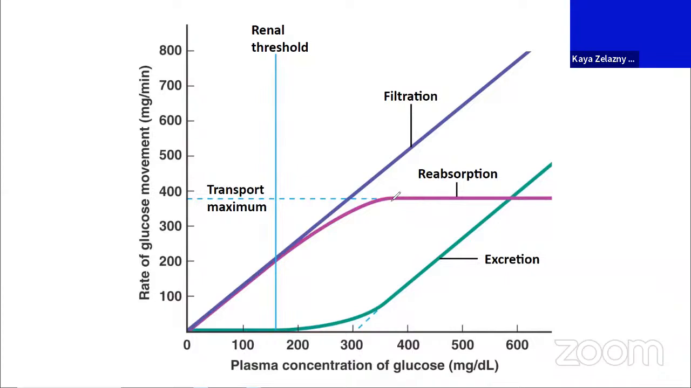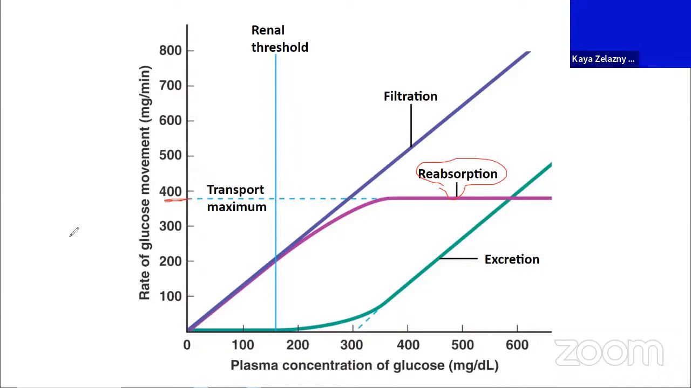So once we see a flattening out of that reabsorption rate, our transport maximum is a rate, right? So that transport maximum we see here at about 375. That's the maximum amount we can ever, no matter how much glucose we get into the nephron, that's the fastest we can absolutely reabsorb the glucose.